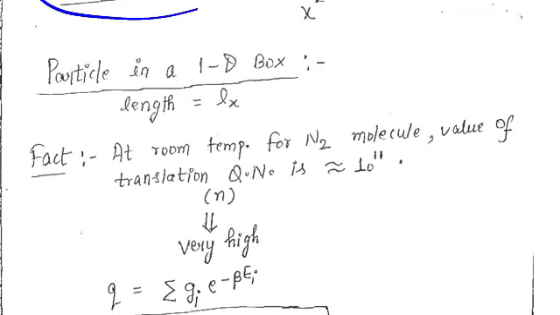Now we know that we read all this in quantum mechanics, for the particle in a one-dimensional box, where the length of the box will be Lx. So length is equal to Lx, and just write it down in your notes that at room temperature, for the N2 molecule, the value of the translational quantum number n, that is the n in quantum mechanics for the particle in a 1D box, is 10 raised to the power 11. So this is very high.